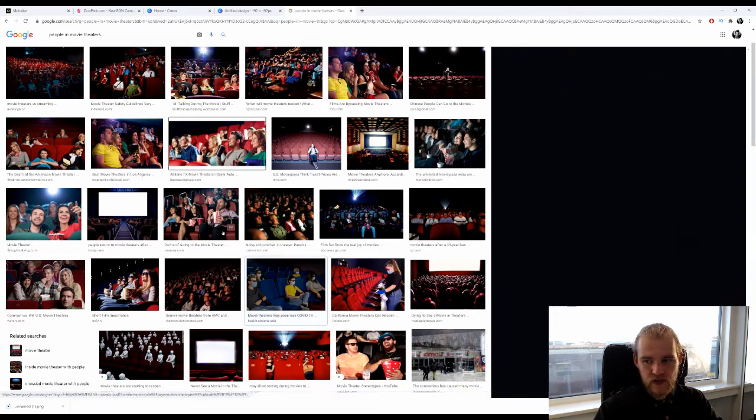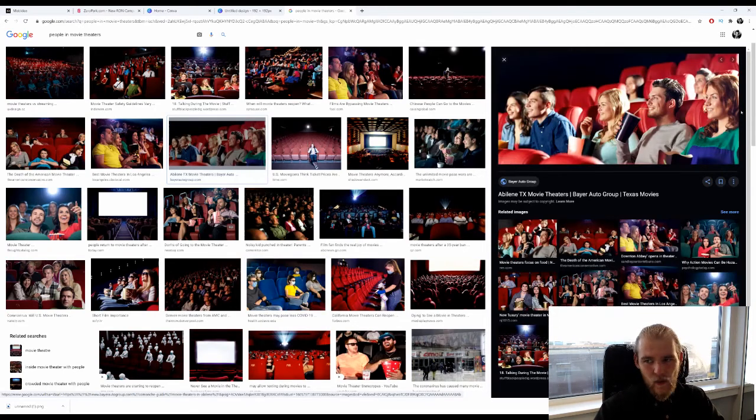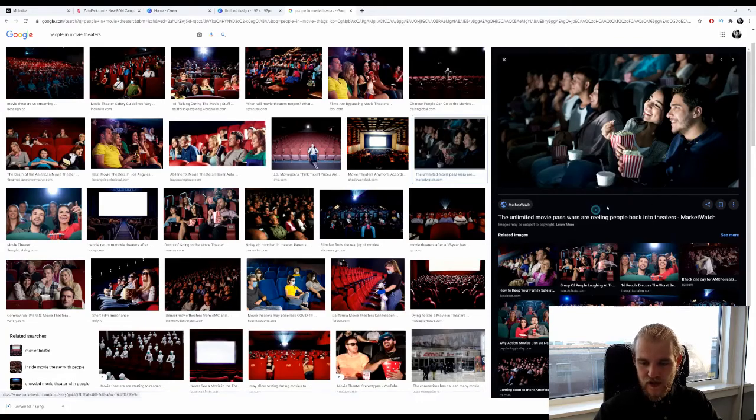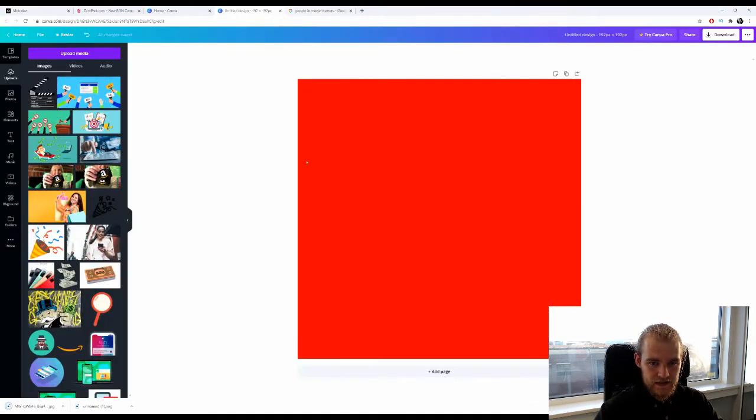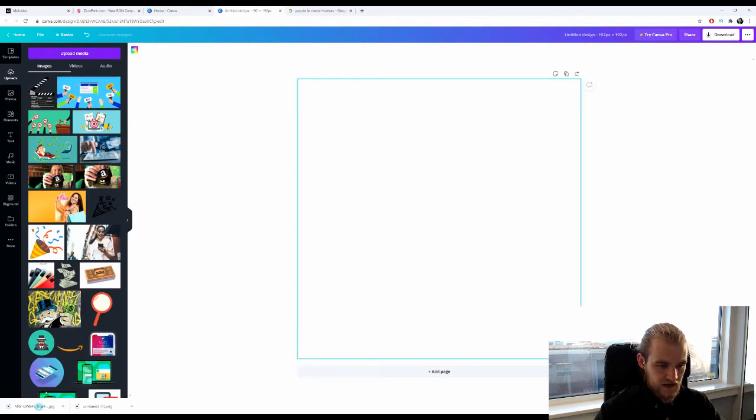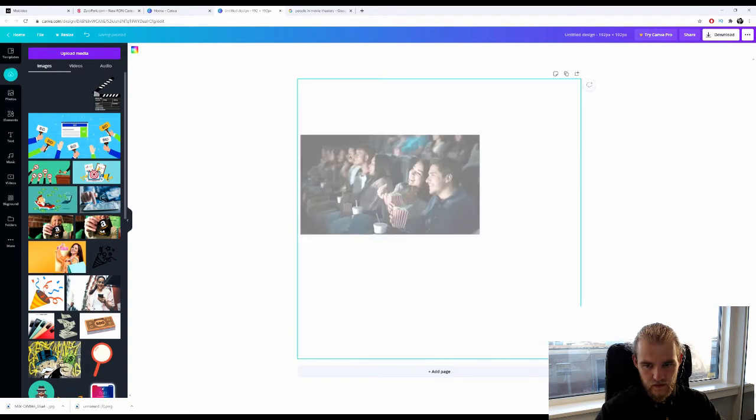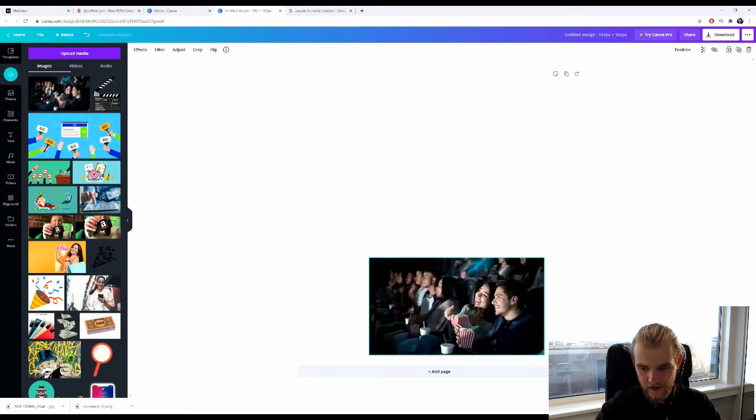So I would tend more to a picture like this, where people are just carelessly enjoying a movie. And that tends to be a lot more, that grabs us. That makes us want to have that same feeling of having fun at the movies. So let's save this image and let's upload it into Canva. And once it's done, I'm going to crop it myself once again.